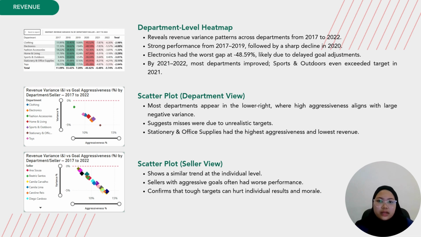The heat map highlights how severe the revenue drop was in 2020. Electronics faced the worst gap. By 2022, some recovery is visible. The scatter plots help explain why. Departments and sellers with higher goal aggressiveness tended to have worse variance. Stationery and office supplies stands out with extremely aggressive goals, poor results, and low revenue, suggesting that unrealistic planning played a bigger role than actual effort.